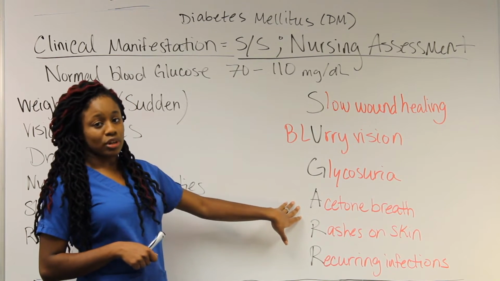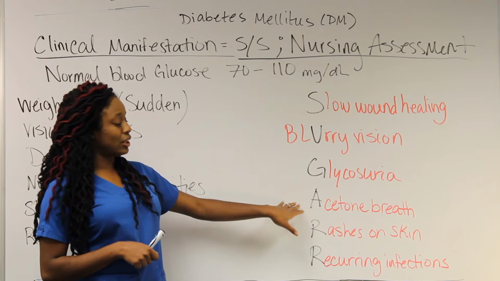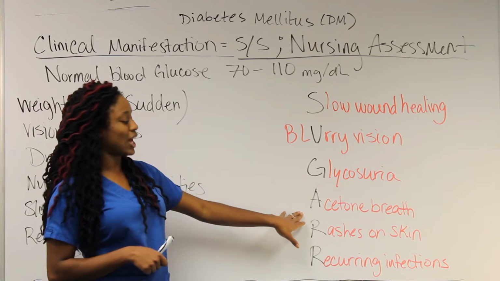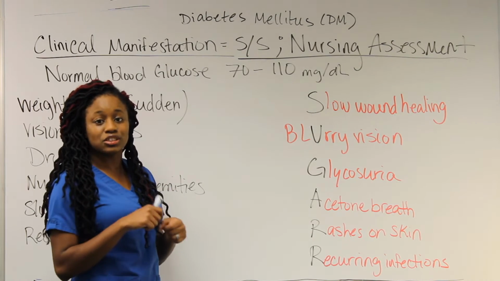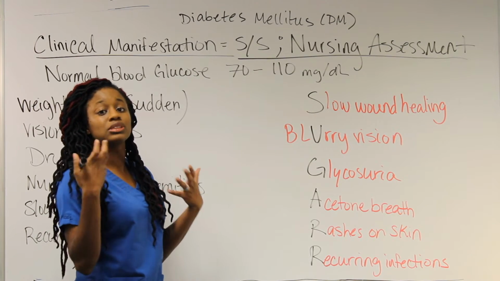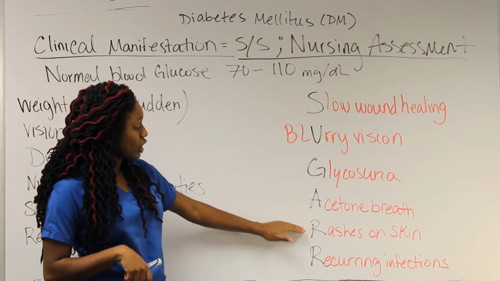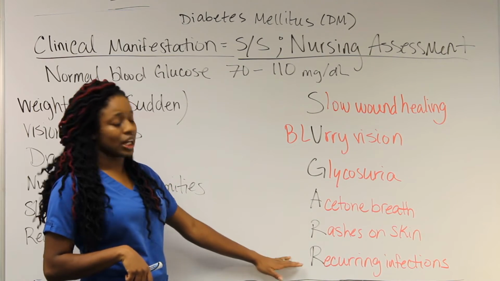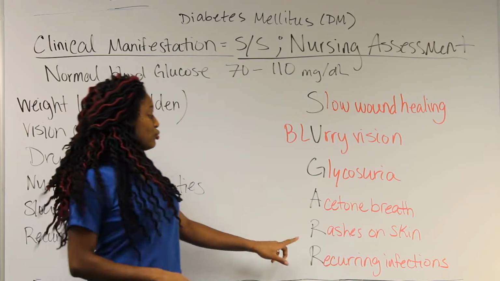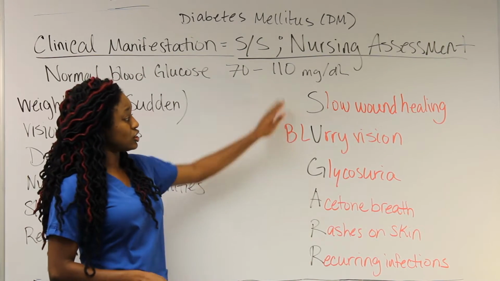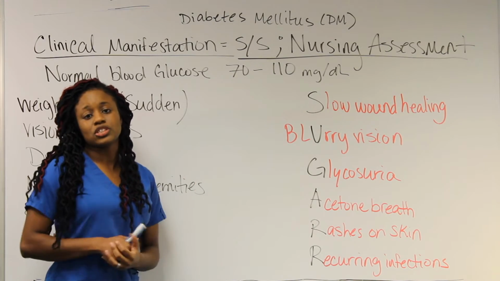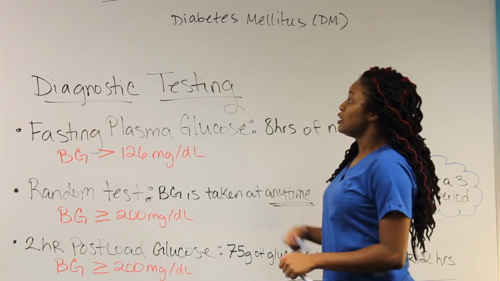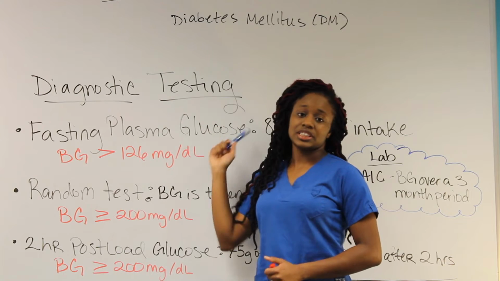You may have an acetone breath, which I'll go on later to let you know exactly why this is occurring and how it's happening, okay? They will have an acetone breath. So girls, you know the nail polish acetone? Yes, their breath will literally almost smell like that, all right? Rashes on the skin. And then again, like I said, the reoccurring infections. Okay, so this is a mnemonic to help remember the signs and symptoms of a patient who has diabetes.